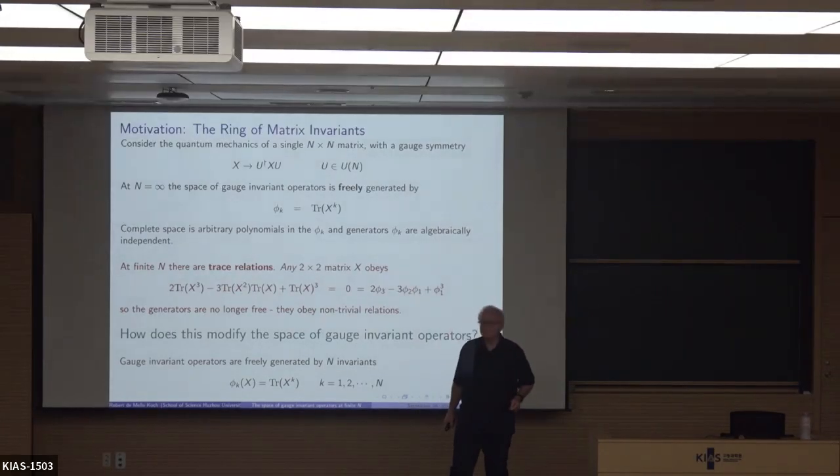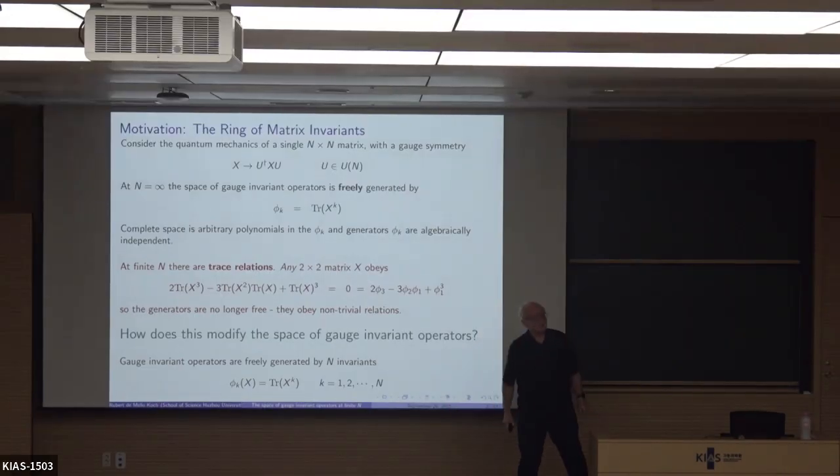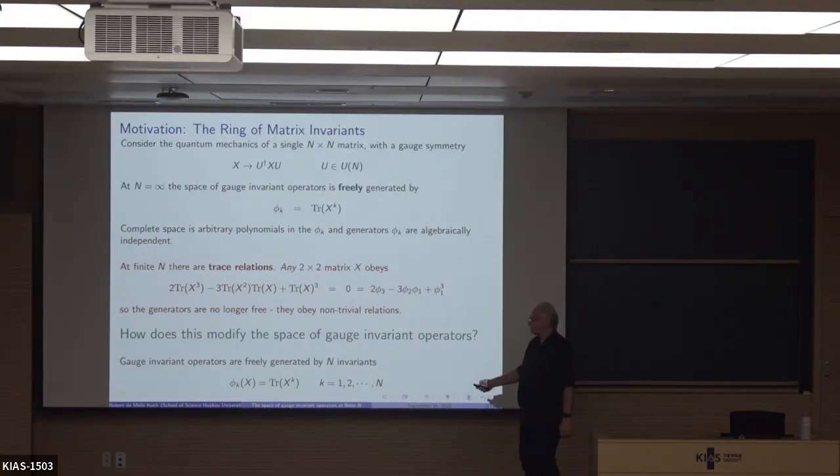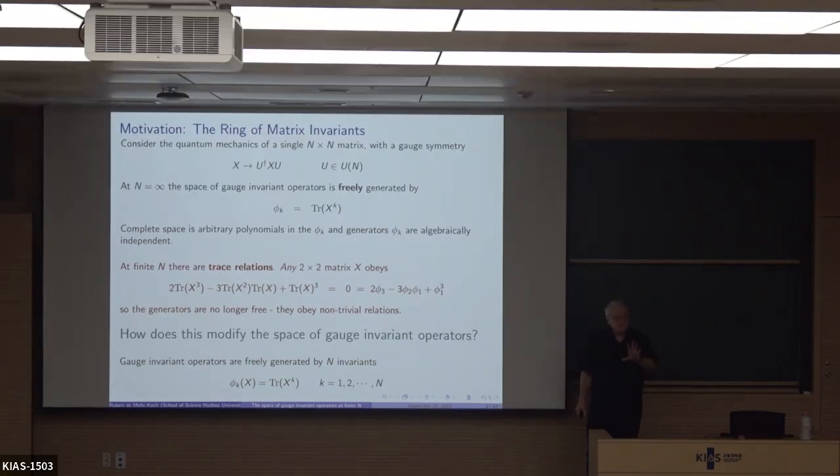What we mean by this is, if you take polynomials in the phi k's, you'll get the complete set of gauge invariant operators. Also, they act freely. And what that means is there's no equations relating the phi k's for different values of k. When you come to finite n, that changes. In particular, any 2 by 2 matrix X will satisfy this equation over here, which is known as a trace relation. The existence of such an equation is very clear.